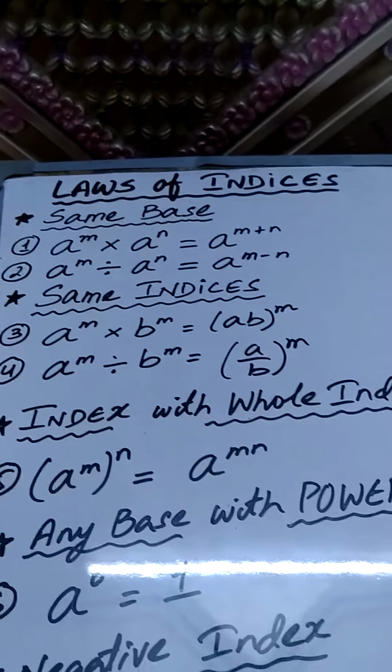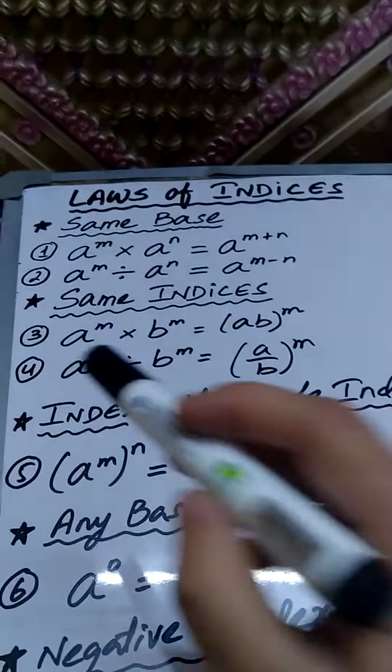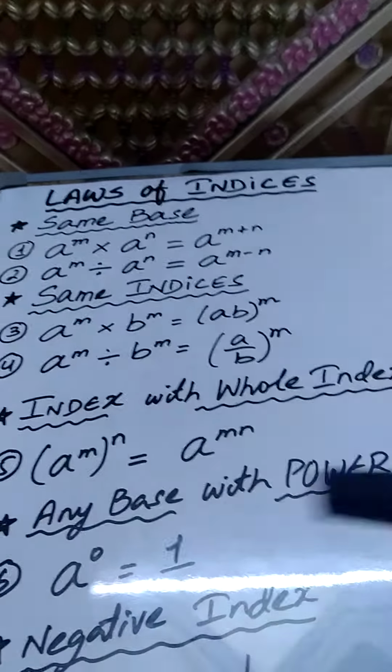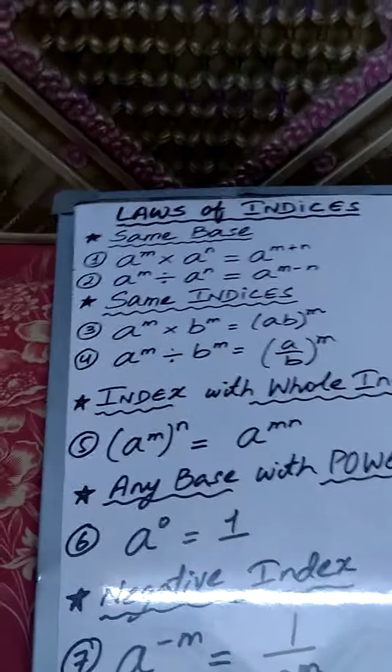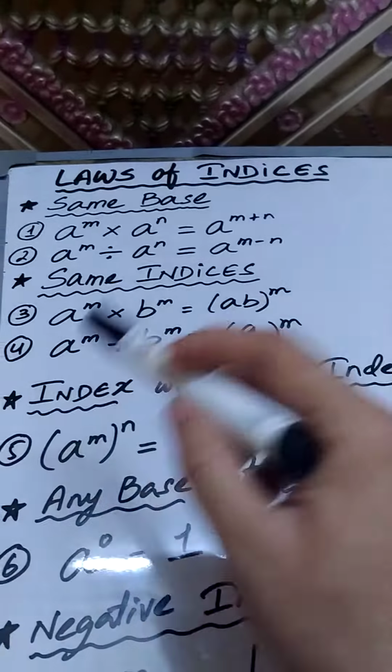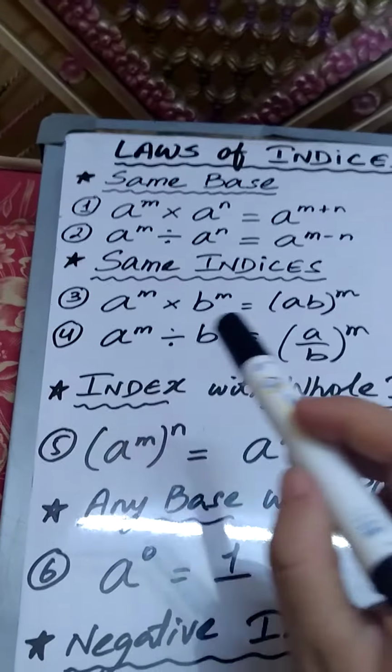Now the fifth law. The fifth law is index with a whole index. As I said, index means power and whole index means whole power. Index is also called power. So index with whole index means power with whole power.